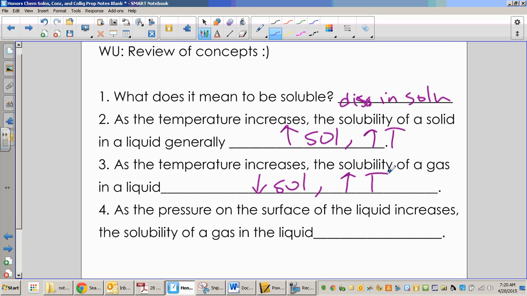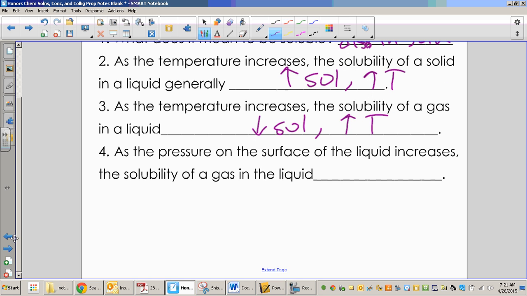As the pressure on the surface of a liquid increases, the solubility of a gas in that liquid does what, Josh? Think of our examples yesterday of the soda bottles. Okay, good. So you're increasing the pressure above the liquid, like carbonated soda. Increasing the pressure pushes the gas molecules back into the soda, so it's more soluble. You've got more gases dissolved in that liquid. So increasing pressure increases solubility of a gas only.